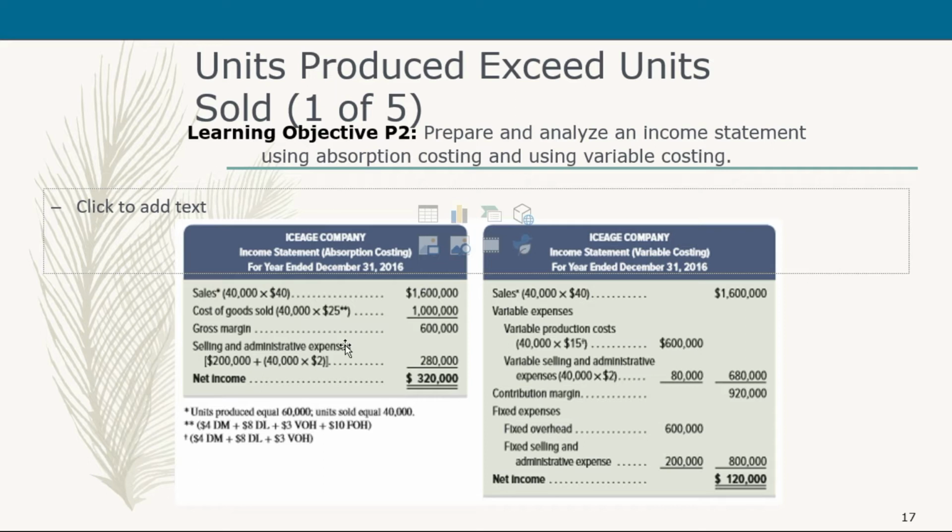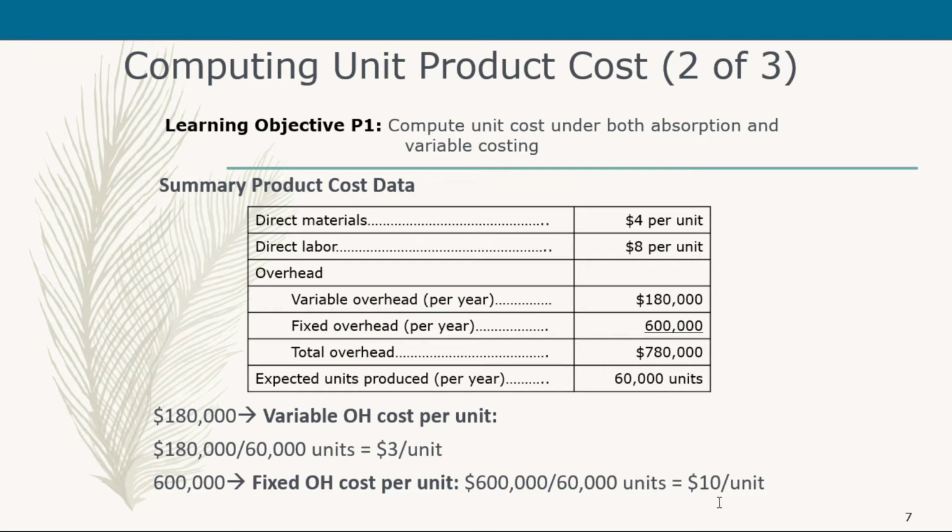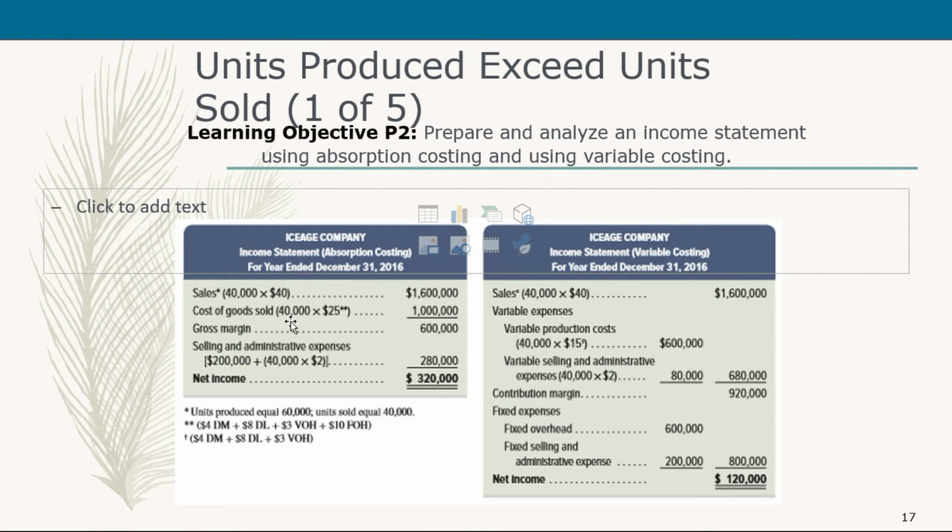So why? Remember that your units produced exceed your units sold. Your units sold is only 40,000, where your units produced is 60,000. So where did the 20,000 difference go? It's now again part of your inventory, right? So in here we have your 20,000 difference multiplied by your $10 per unit. It will give us an amount of $200,000. So that is why there is a difference of $200,000 in the net income under each product costing method.